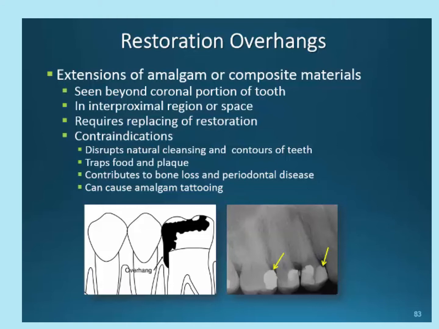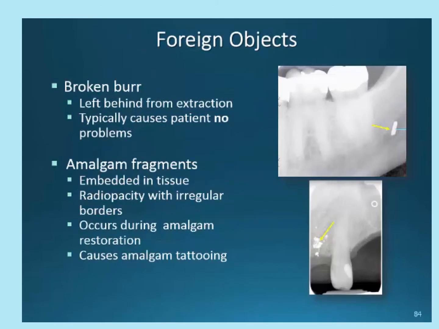So restoration overhangs are very, very bad, and when we find them, if we cannot simply scale them or smooth them off, we refer them back to the dentist for removal. Foreign objects vary. Sometimes a patient may have had third molar extraction.